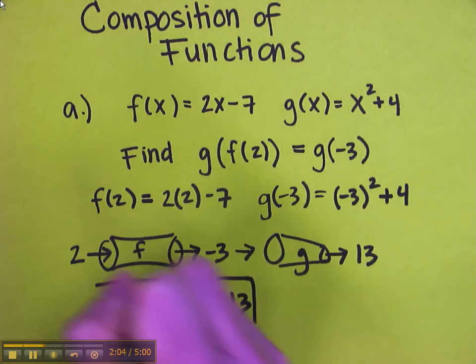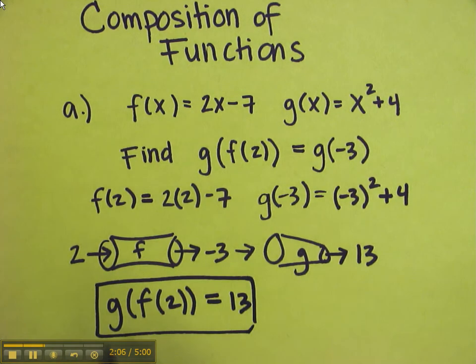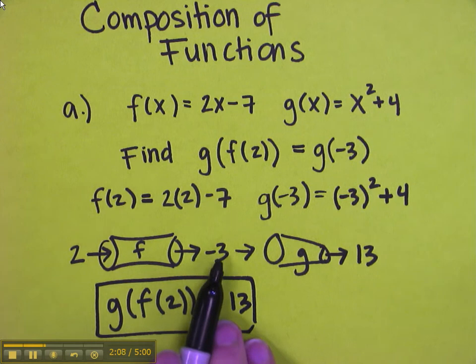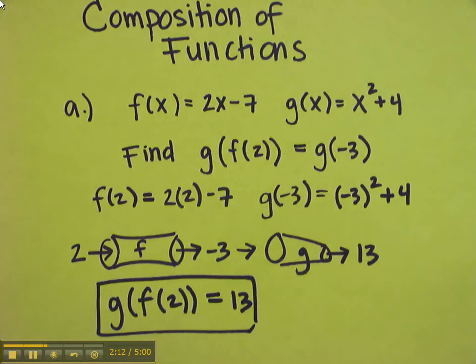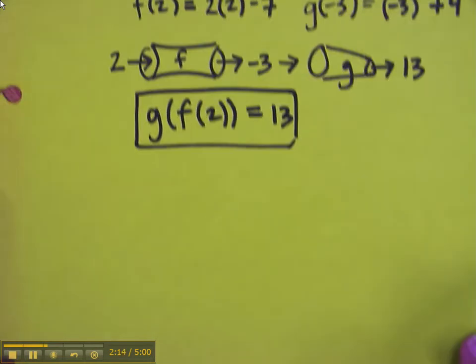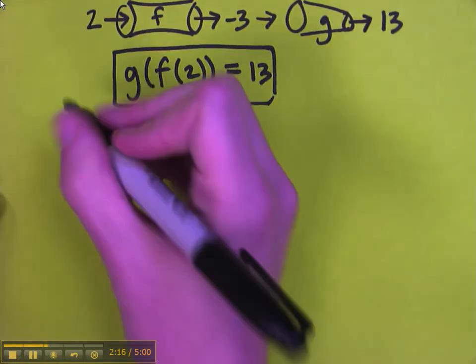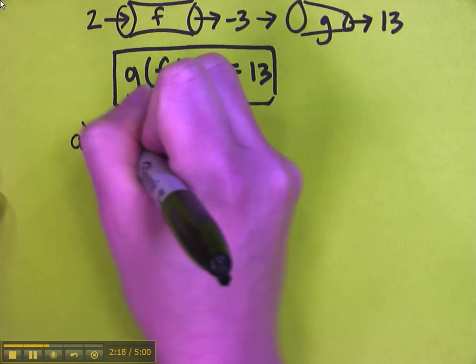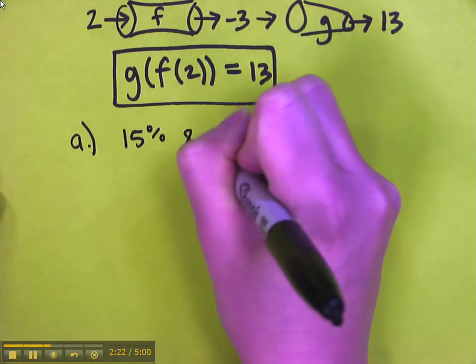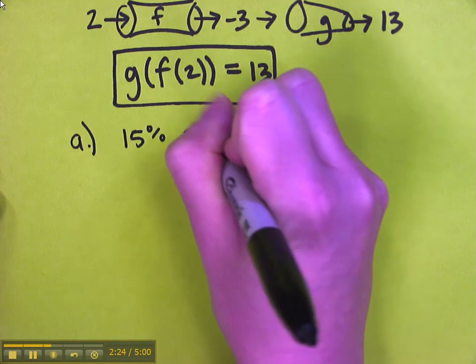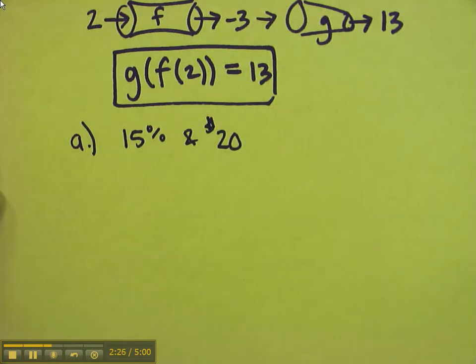First I plugged the 2 into f, I figured out what came out, then I plugged that number into g, and I figured out what came out. This is like the problem we did the other day in class with the successive discounts. So recall that we had a 15% off coupon, and we had a $20 off coupon, okay? And we wanted to know what would happen when we applied these two discounts.